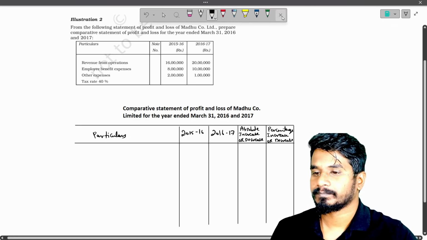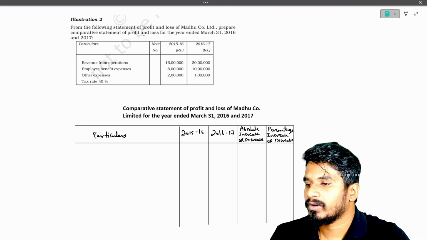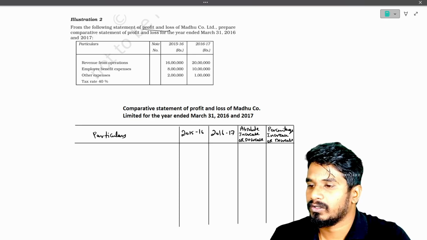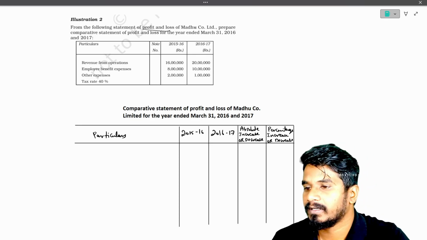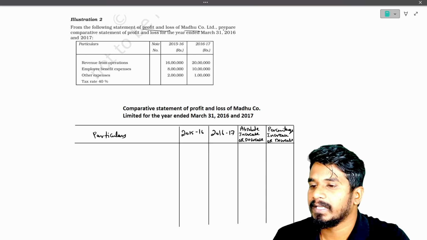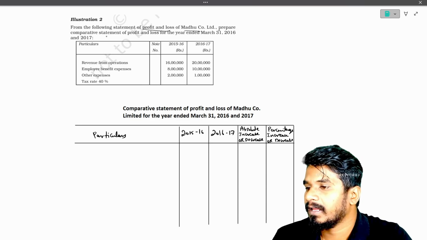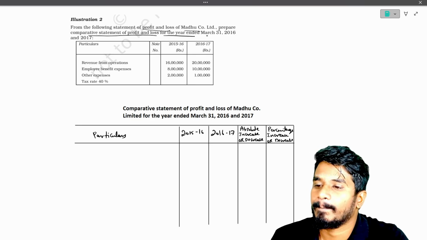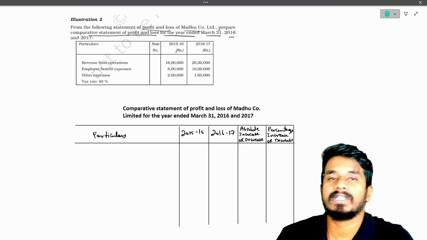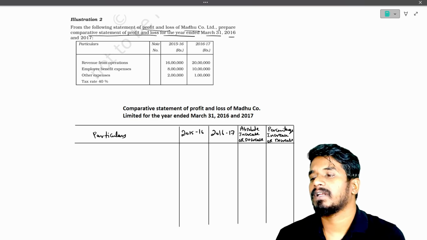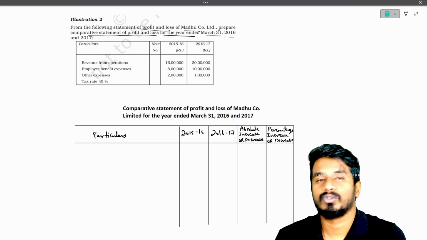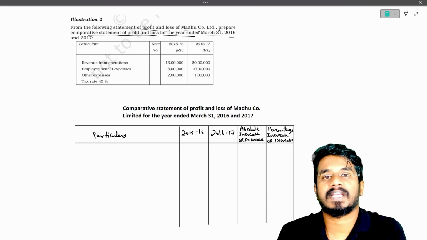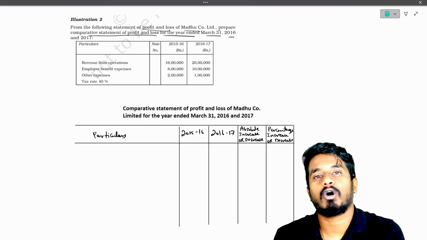From the following statement of profit and loss, or you can call it income statement, of Madhu and Company Limited, prepare comparative statement of profit and loss for the year ended March 31st, 2016. So they have given a statement of profit and loss, and you have to prepare a comparative statement of profit and loss account. So how to prepare it?